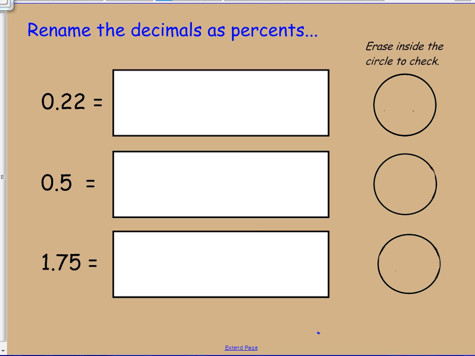Okay, so what I'd like you to do real quick is just in your homework tonight, write these three decimals as percents. Pretty self-explanatory.